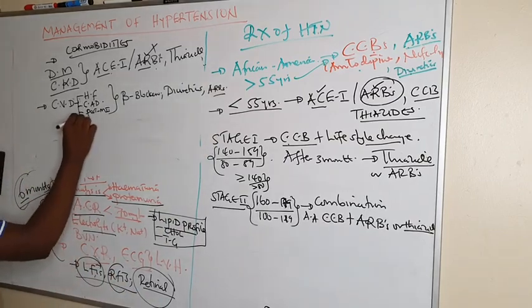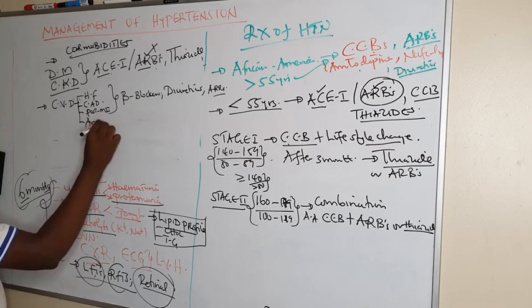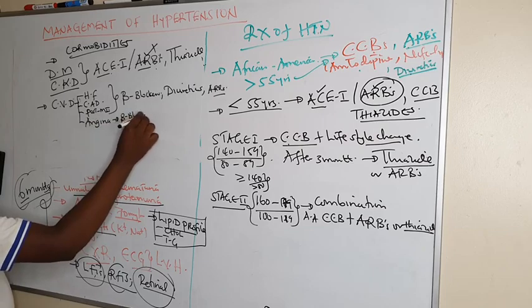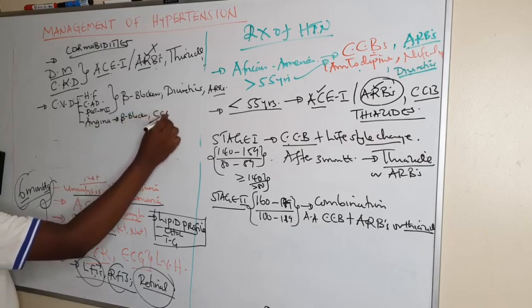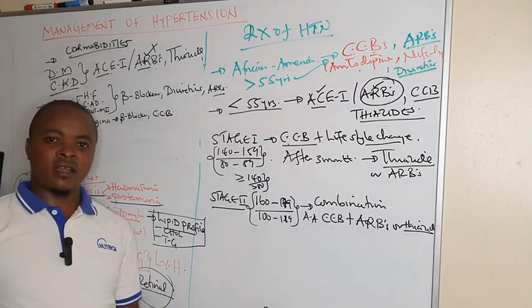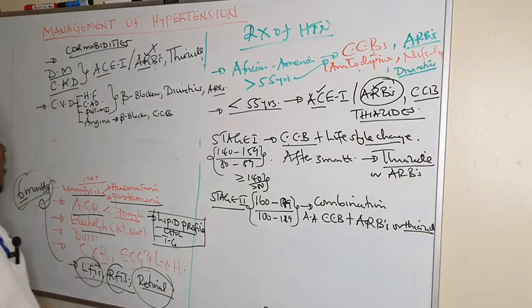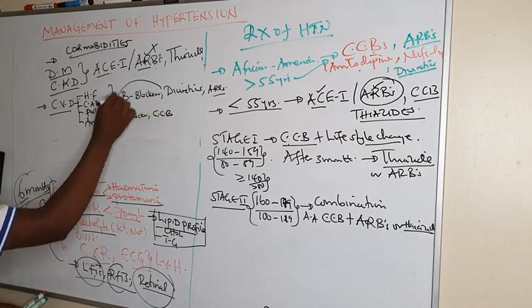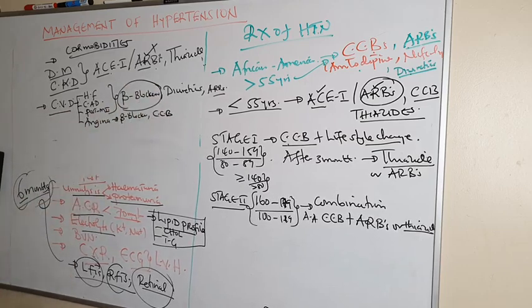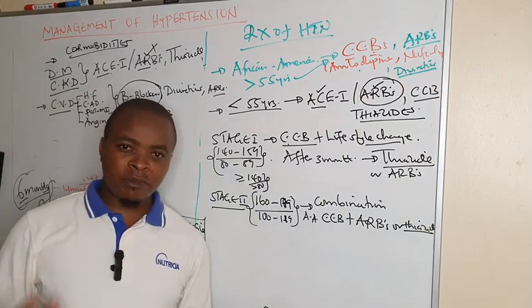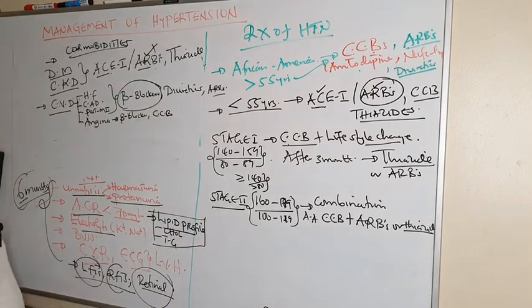But people with angina pectoris, we can give a beta blocker, and then we can also give a calcium channel blocker. That is for patients with angina pectoris. But with the cardiovascular problems, the first line is beta blockers: bisoprolol, metoprolol, nebivolol, labetalol. They are the best treatment depending on the conditions.